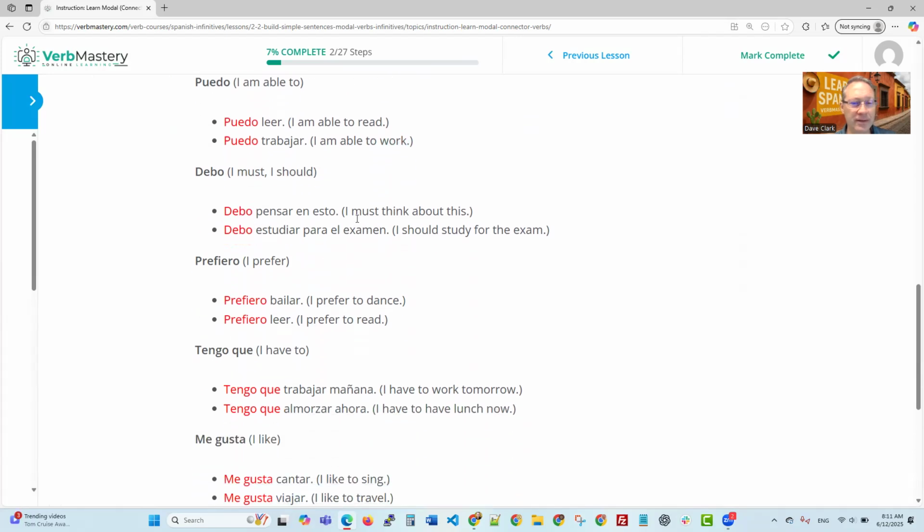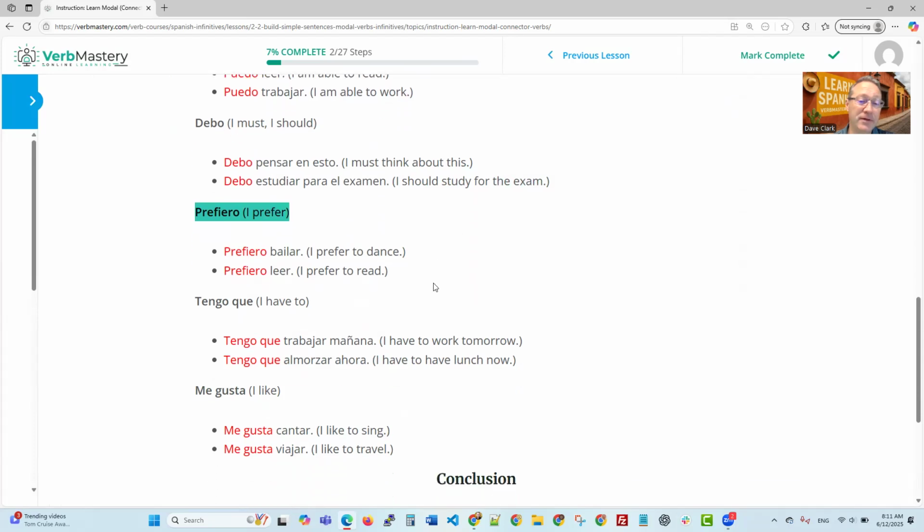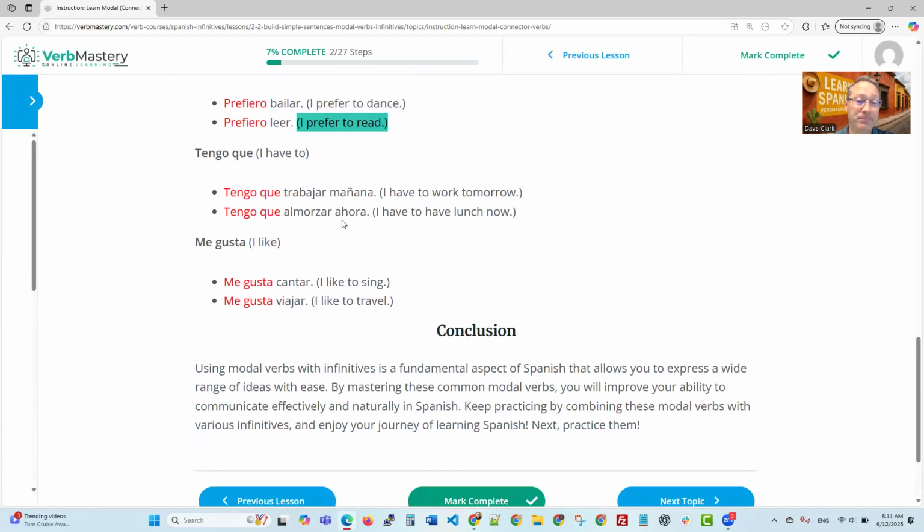The first one, debo pensar en esto, means I must think about this. And after that, debo estudiar para el examen. I should study for the exam. Next one is prefiero. I prefer. Prefiero bailar. I prefer to dance. Prefiero leer. I prefer to read.